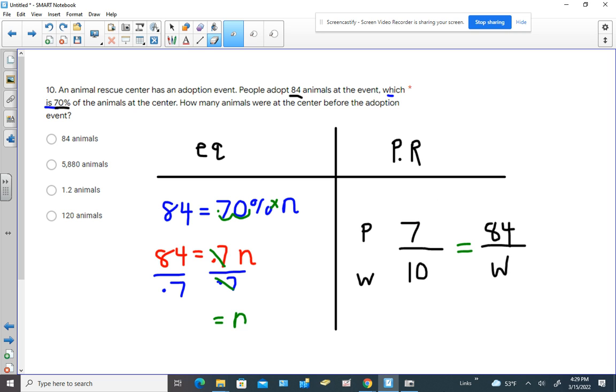Now, is 7 compatible with 84? Does 7 times something equal 84? And the answer to that question is yes, it is compatible. So you can go ahead and multiply 7 by that factor, which if you didn't know what it was, it's 12. 7 times 12 equals 84. Go ahead and do this times 12 to get the same number, and you'll have the answer.